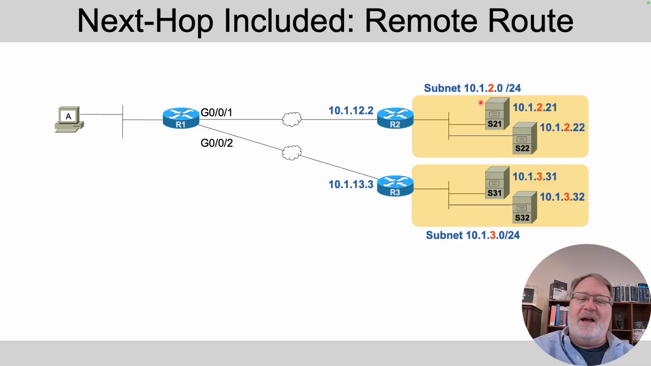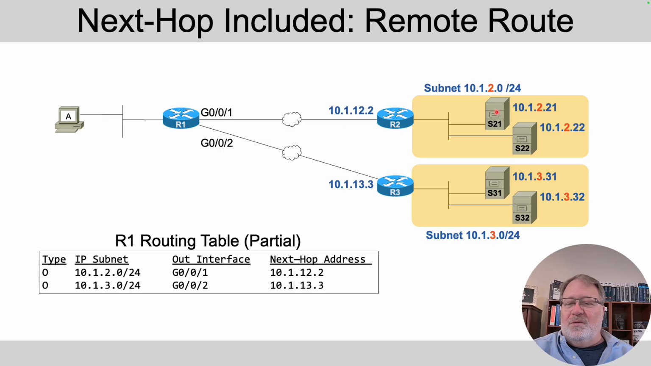And we just went over A's logic that says, hey, send the packet to default router R1 by encapsulating it in an Ethernet frame whose destination MAC is R1's MAC address, even though the packet's destination is server 21's IP address. Now, let's move up the discussion to router R1 and its routing table.